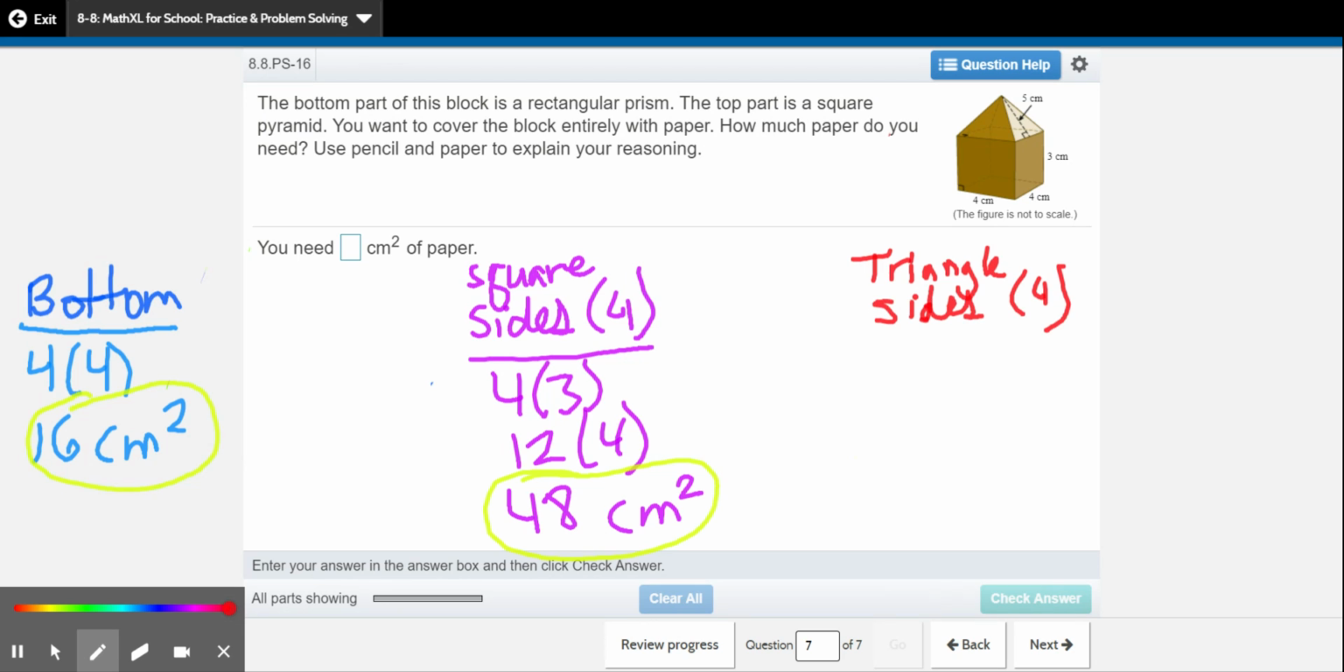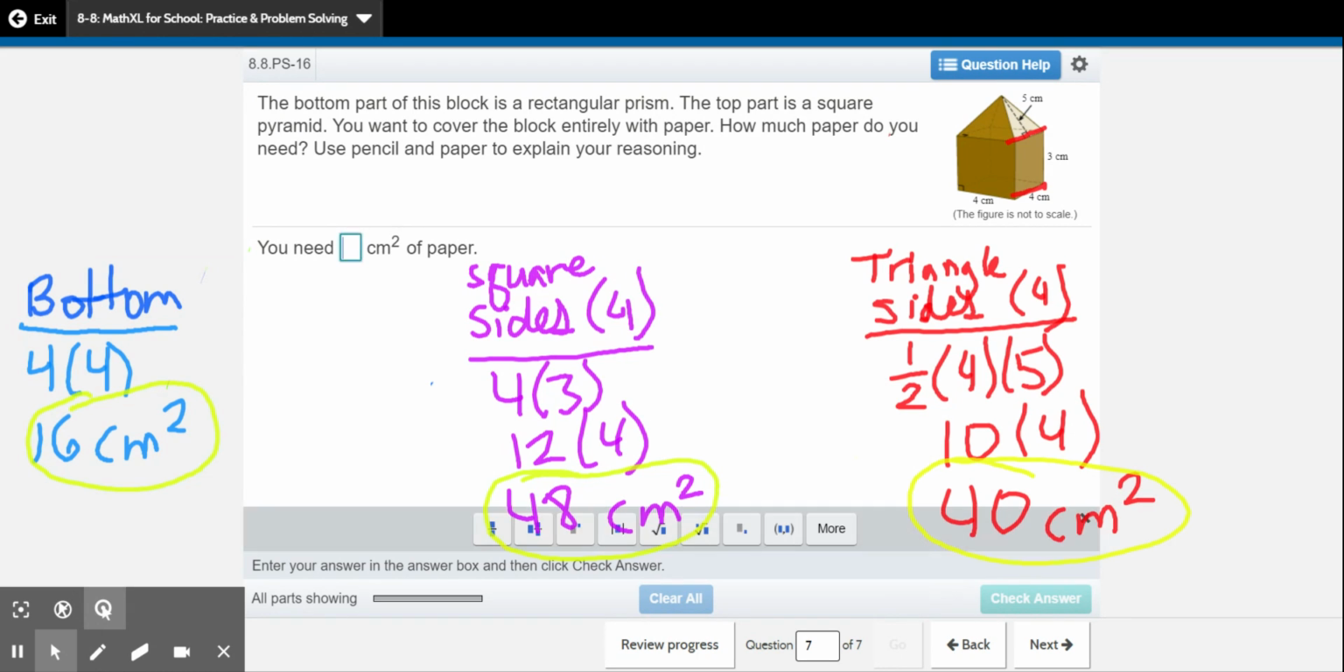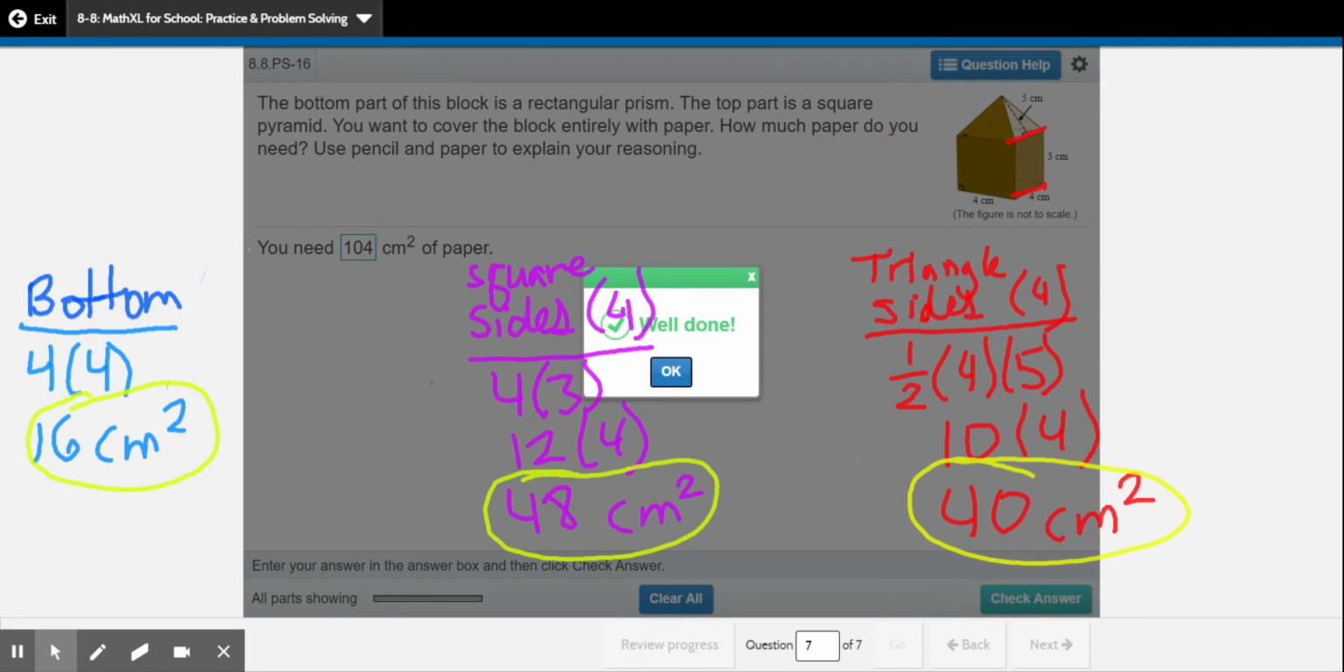Remember, our formula for this is 1/2 base times height. So we have 1/2 our base. If this is 4, that means that this is 4. So that's our base, 4 times height is 5, and we get 10. And again, there are 4 triangles that are the same, so we can multiply that by 4, and we get 40 centimeters squared. So let's add those 3 numbers up, and we get 104 centimeters squared.